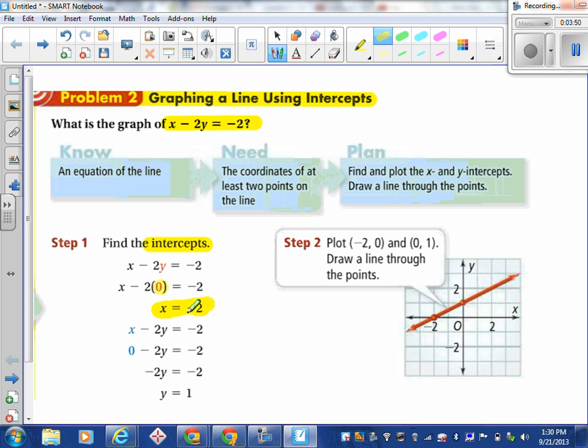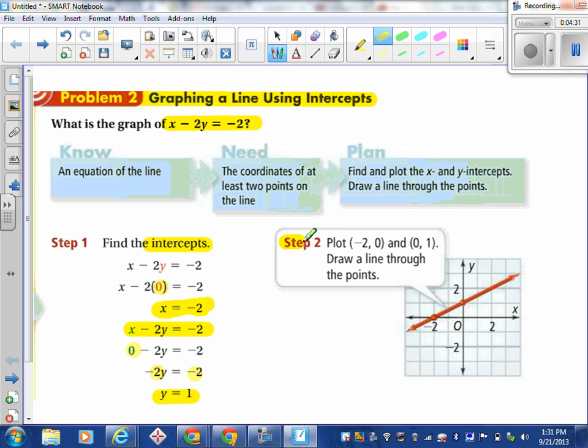If I want to find the y-intercept, I take the equation x minus 2y equals negative 2, and we plug 0 in for x. We solve the equation, and we get negative 2y equals negative 2. In order to get y by itself, we divide both sides by negative 2, and we get y equals 1. Now we have the y-intercept and the x-intercept.